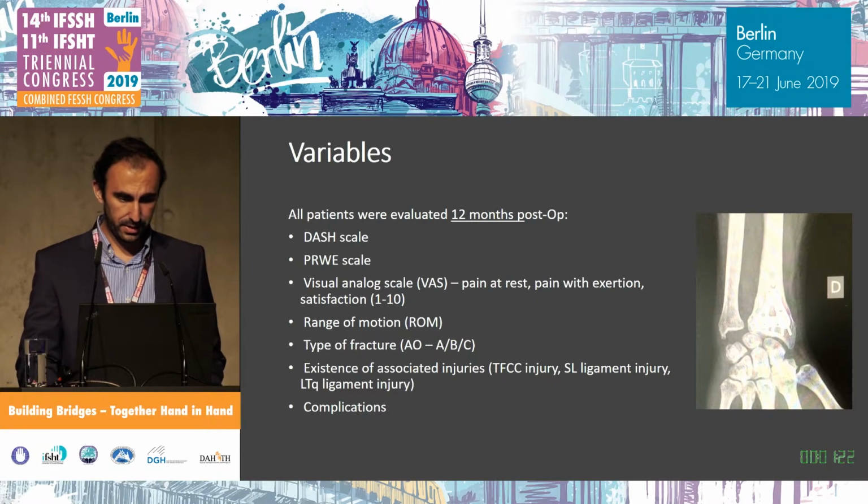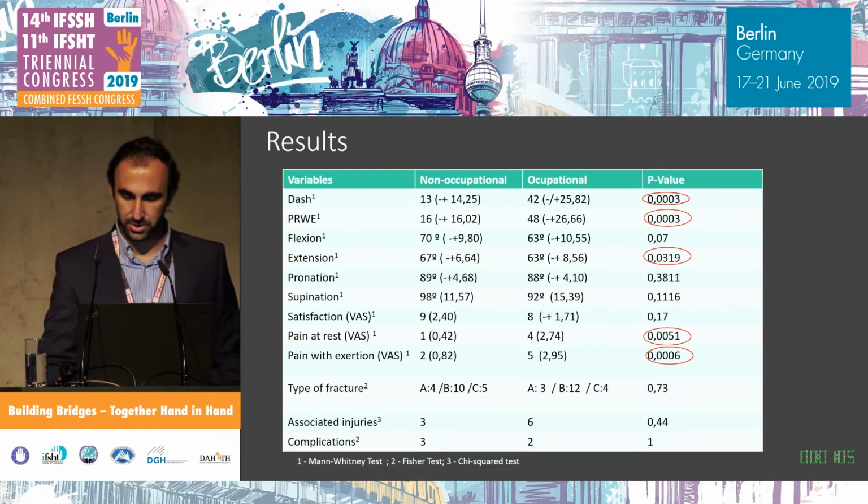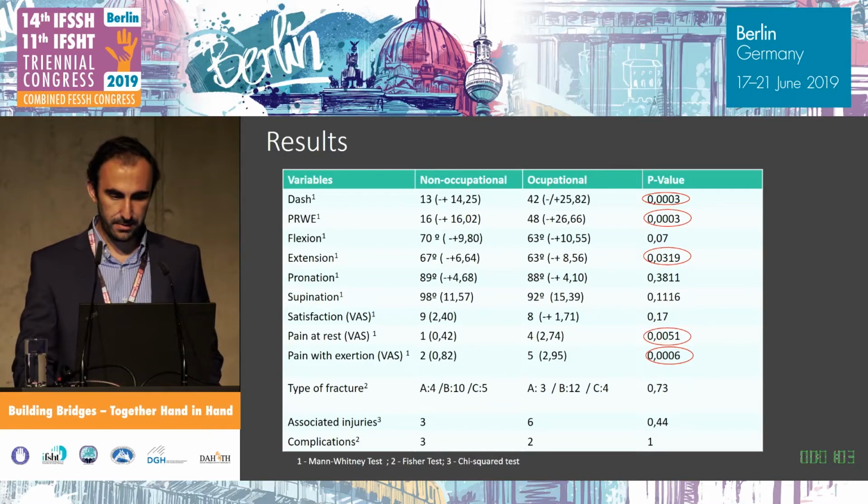We used the DASH scale, PRWE, and the visual analog scale to evaluate pain at rest, with exertion, and the level of satisfaction with the procedure, range of motion, the type of fracture, the existence of associated injuries, and the complications. This table shows the results that we got. As you can see, the red circles point out the statistically significant differences. So DASH, PRWE, the pain at rest and pain with exertion, all these were higher in the occupational group.